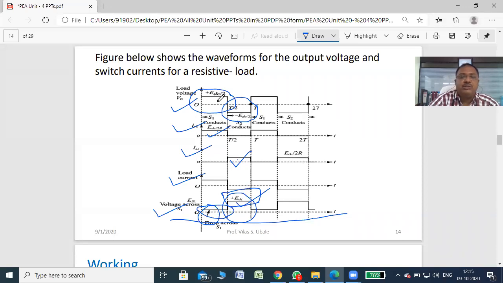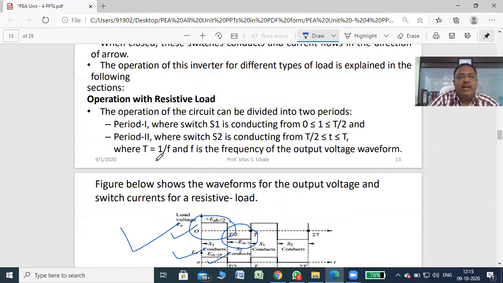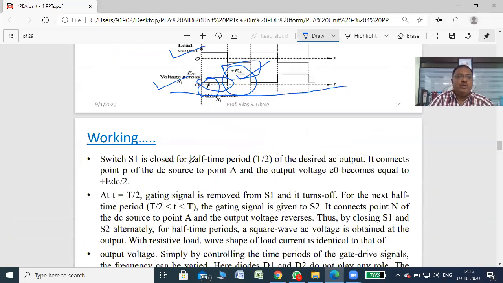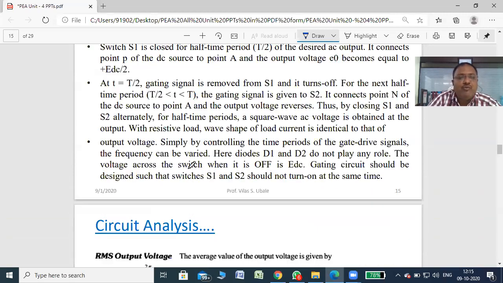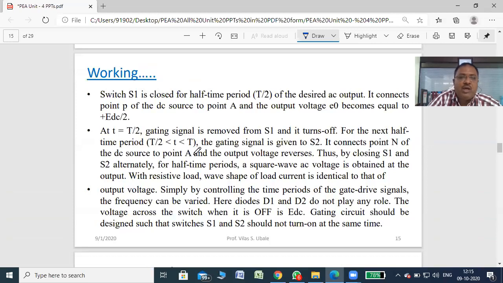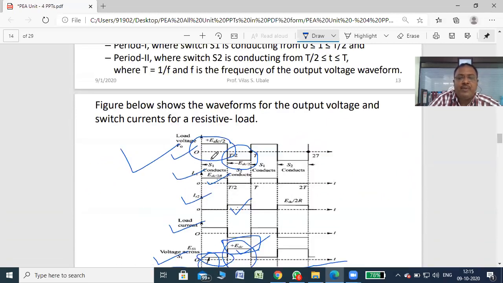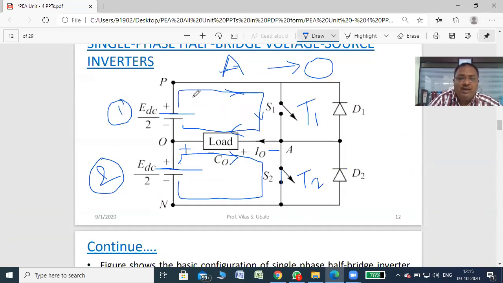Okay, so this is the output waveform. Now see, the operation is shown here and even the working is also given for your study purpose. This working is sufficient. When you draw these waveforms and this diagram, use proper notations and explain. Initial condition first: when both the switches S1 and S2 are off, no current flows through the load. That time output voltage equals 0 and output current equals 0. This is the first case.